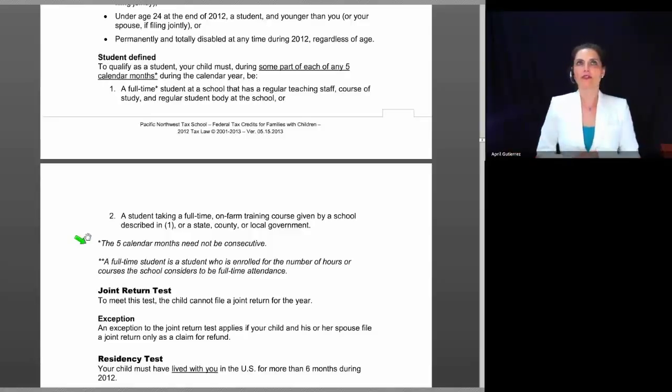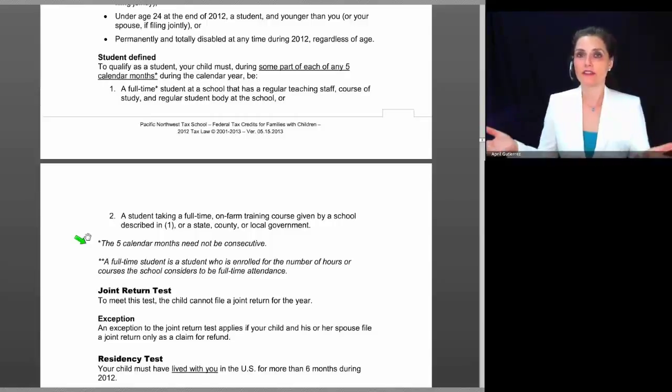So let's just suppose you have a child that finished high school in May. So they turned 19 during the year, and they finished high school in May. So that means that they would have been a full-time student, assuming they were in high school, for all of January, February, March, April, and May. So they've met that five-month test.